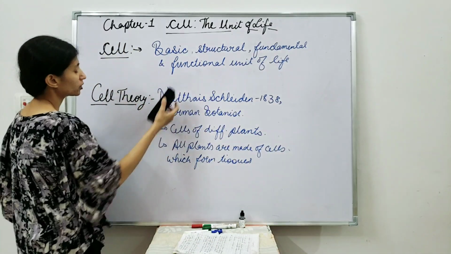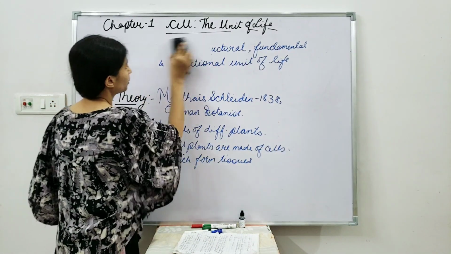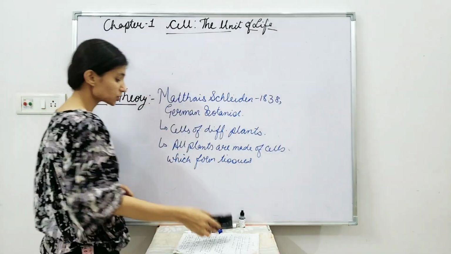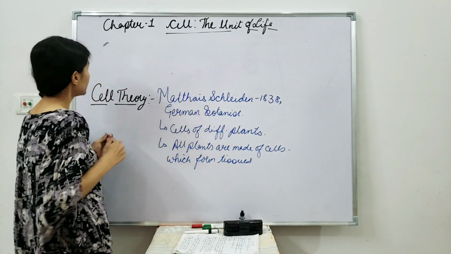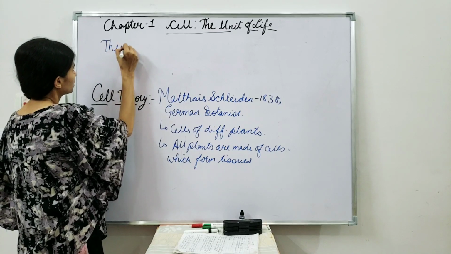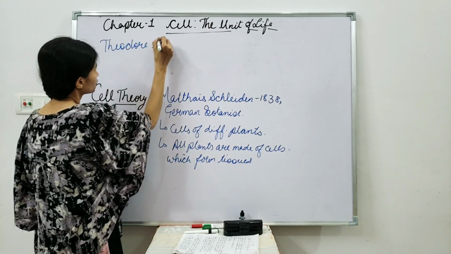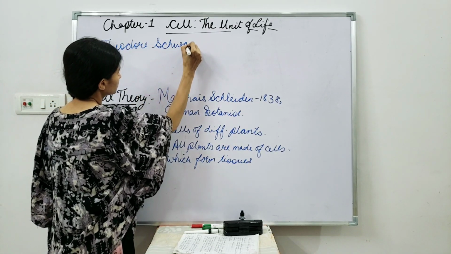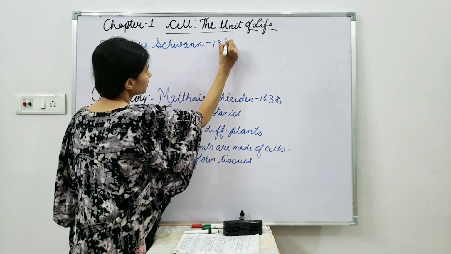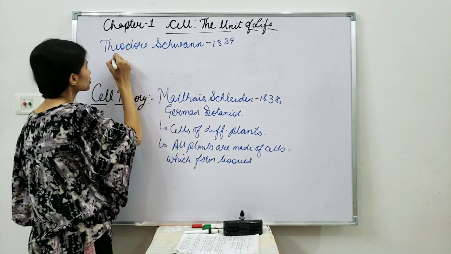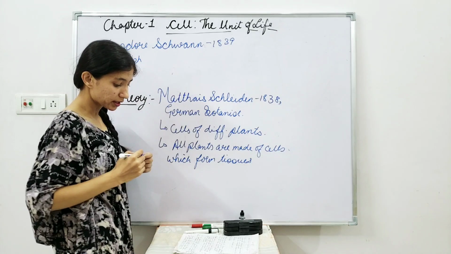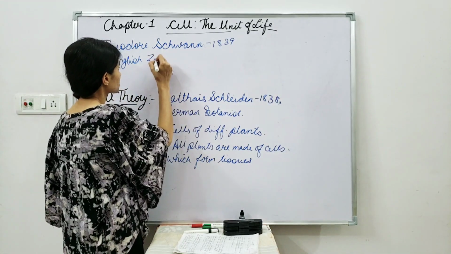I'll write it over here for the other scientist. We were talking about the plants. Okay, so there was another scientist that came up, and his name was Theodor Schwann. The year was 1839, and he was an English, British zoologist.